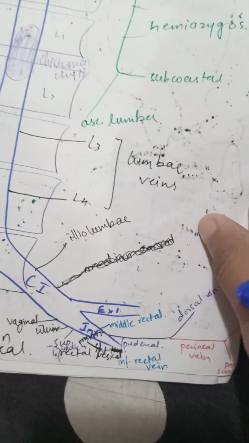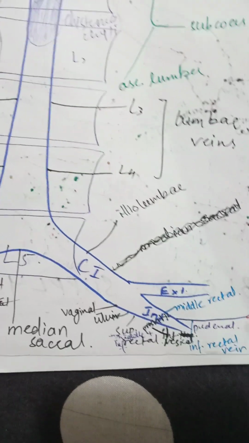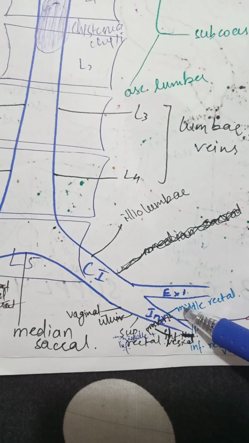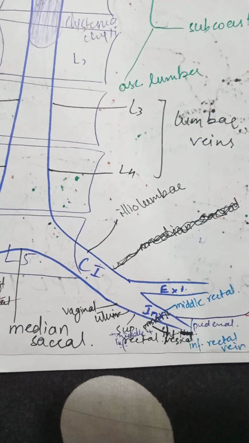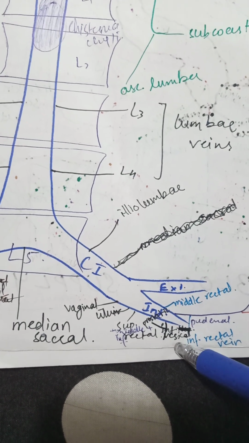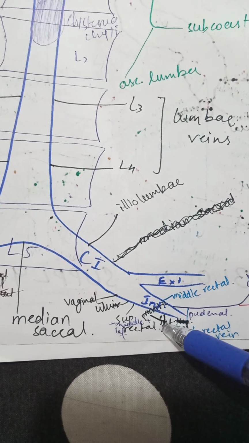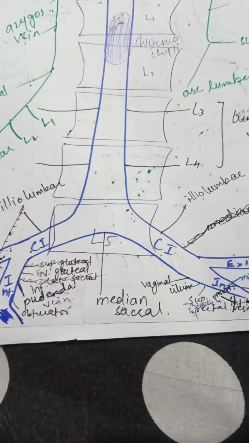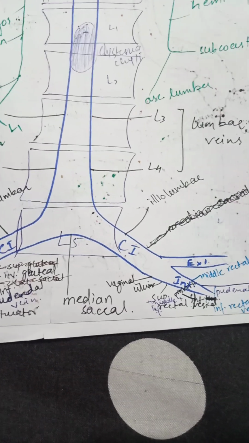Now we'll discuss those branches that are given inside the pelvic wall. These are the vaginal vein, uterine vein, middle rectal, and inferior rectal we have already discussed, and the superior rectal. Inferior vesical also receives some branches from the prostatic vein, as we have already discussed.